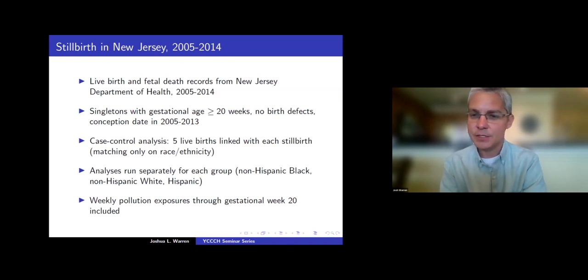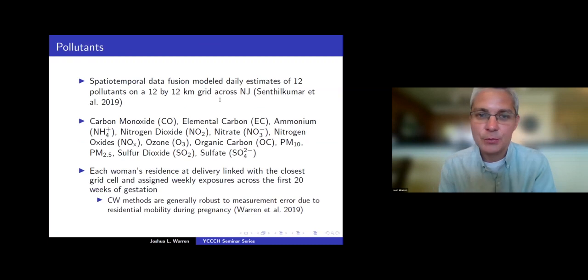We had live birth and fetal death records from New Jersey from 2005 to 14. We included singletons with gestational age of at least 20 weeks, no birth defects, and conception date in 2005 to 2013. We ran a case control analysis here where 5 live births were linked with each stillbirth, matching only on race, ethnicity. And we actually ended up running these analyses separately for each group: non-Hispanic Black, non-Hispanic White, and Hispanic. And in terms of our exposures, weekly pollution exposures through gestational week 20 were included in this analysis. All right, a little bit about the pollutants.